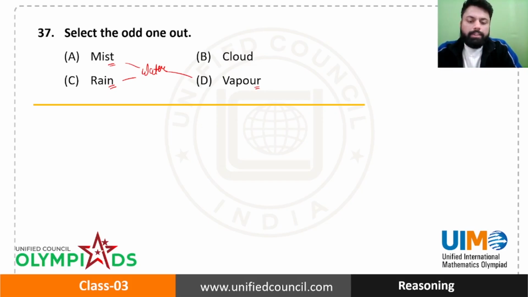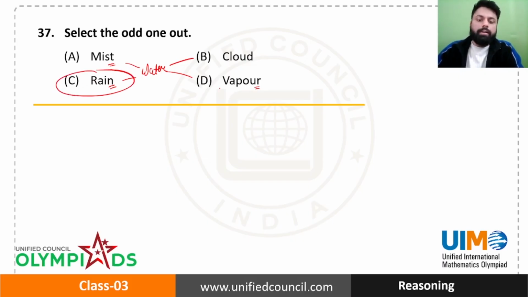Over here, if we try to understand this scenario, the rain is something that is falling down. Cloud is also something that forms with the help of the water vapors. Rain is only the liquid form of water. The others are where the water is stored. And hence the C option is the correct answer.